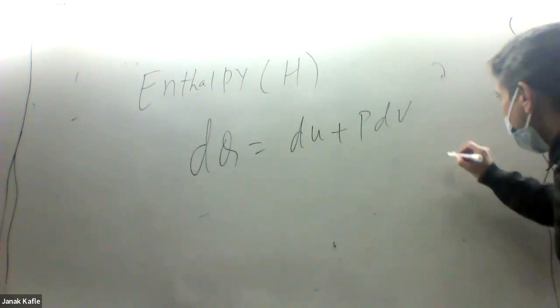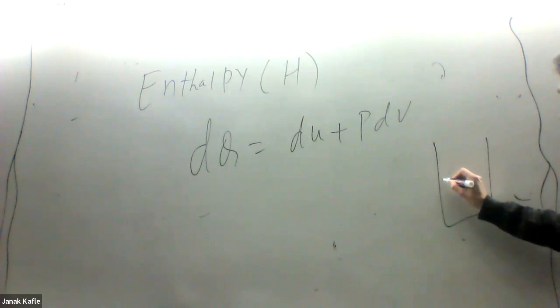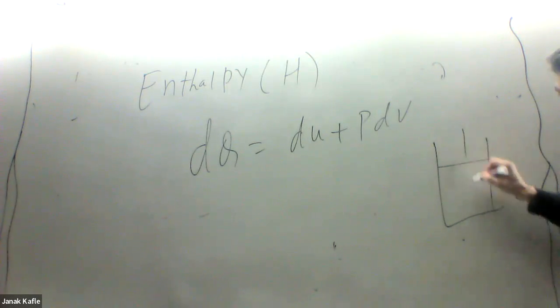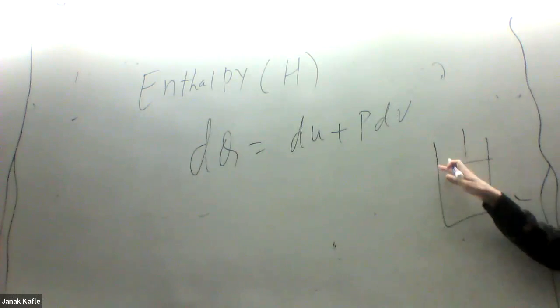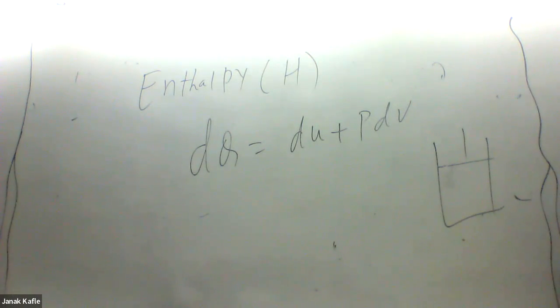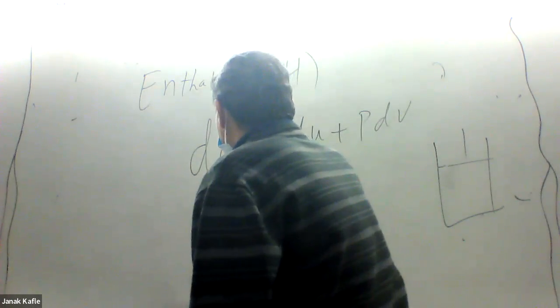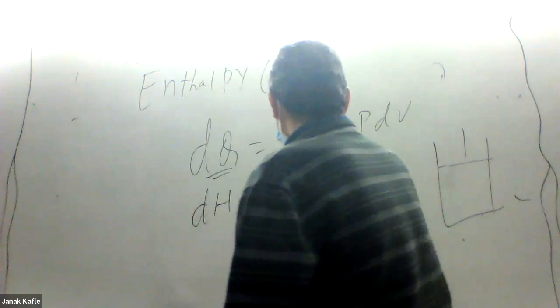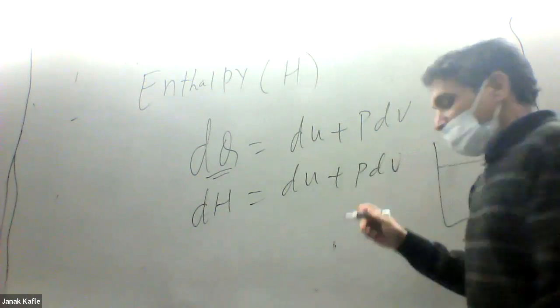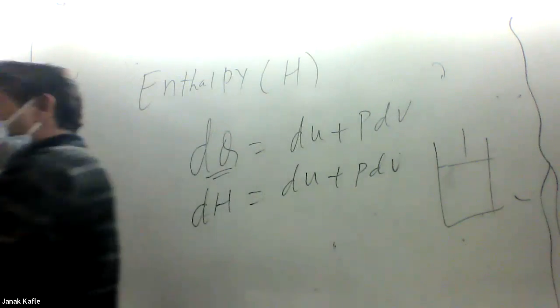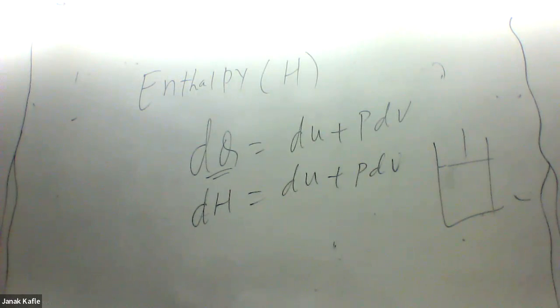Now, if you are doing this work in, let's say, an open vessel under 1 atmosphere pressure, then dq is called dh. Same thing, du plus pdv. So basically we are doing the reaction in an open vessel. If I tightly put this cap here, I don't know how much pressure is inside. Have you got that?